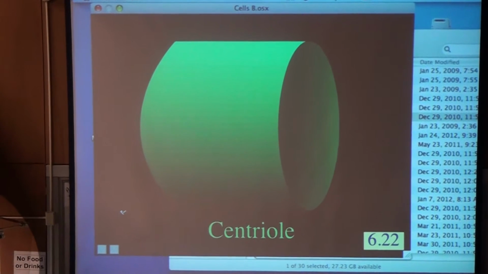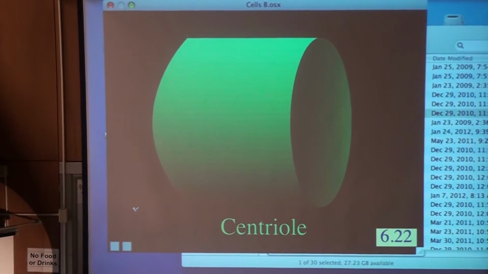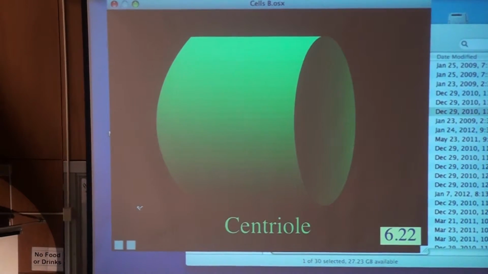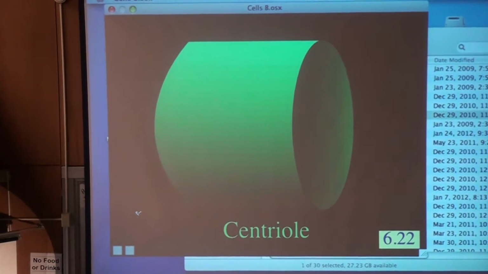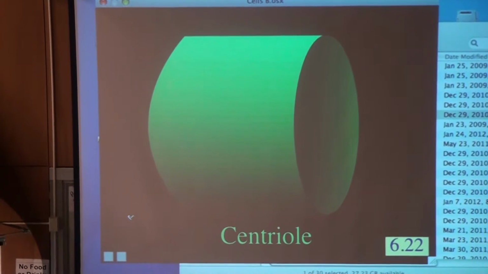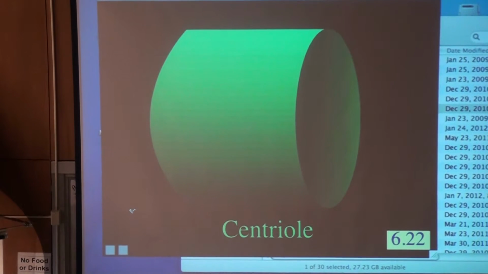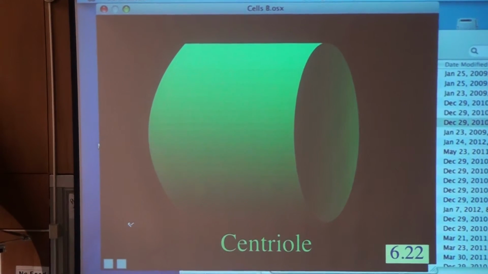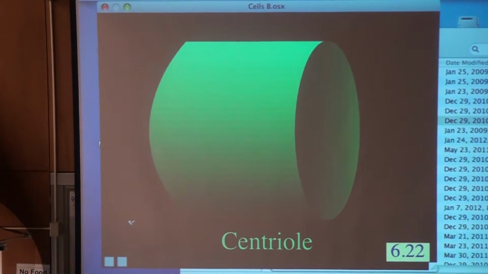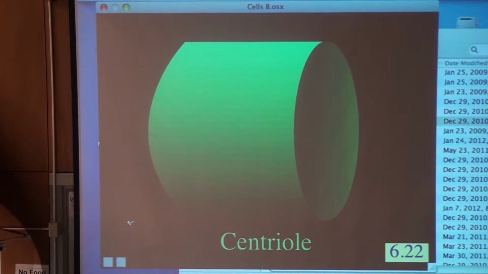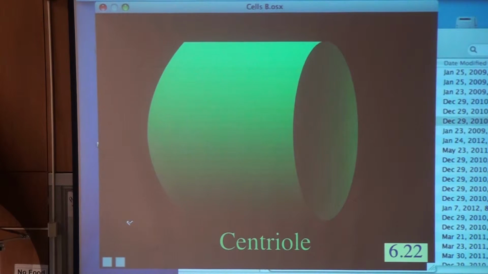All right, so what these centrioles serve as are organizing centers or anchoring points for microtubules. Microtubules by themselves can be very long and stretch all the way across the cell, but those microtubules wouldn't be able to function very well as a solid support beam, so to speak, unless there was an anchoring point for them, and that's what the centrioles are.